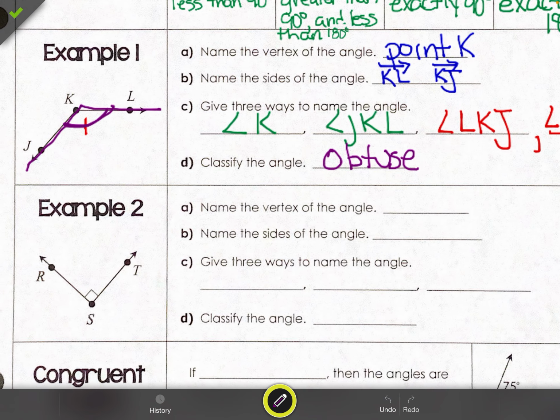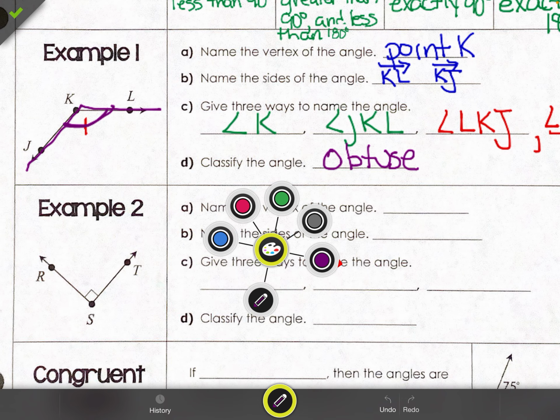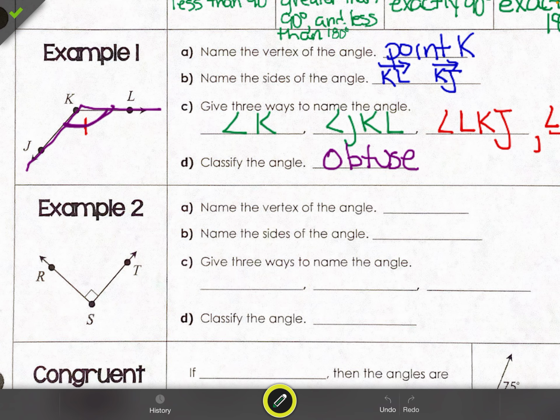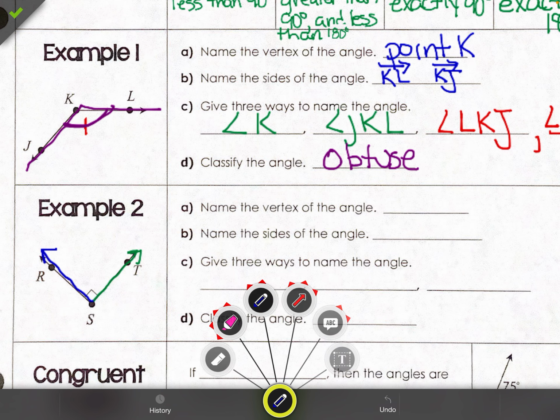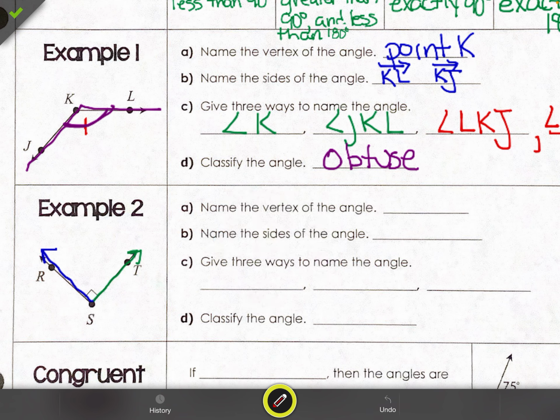All right, let's look at example 2. Name the vertex. Again, the vertex is where your two sides meet, or your two rays meet. So there's one of your rays. Here's your other ray. It's the endpoint they have in common. The endpoint they have in common is point S. So that would be my vertex.